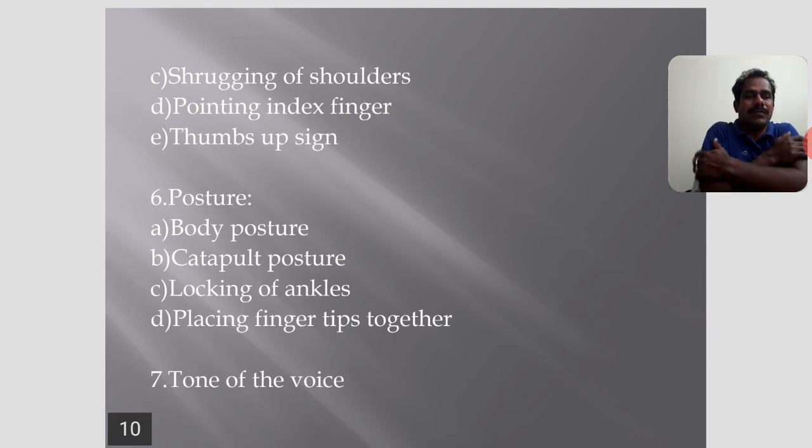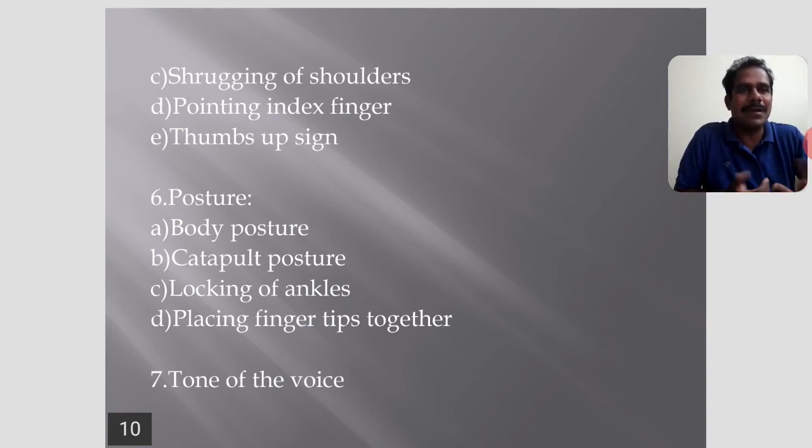Shrugging shoulders is also important. Our shoulders are important. Shaking hands, shrugging, shoulder movements are very, very important. And pointing the index finger, you are the one, like pointing a finger, is also a kind of non-verbal communication. Keeping a finger toward someone is certainly communication. And the thumbs up sign is also very, very important. This is giving a thumbs up sign.